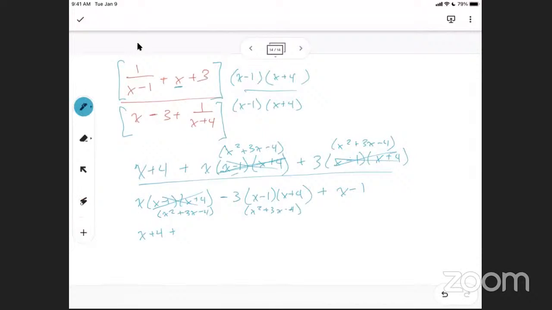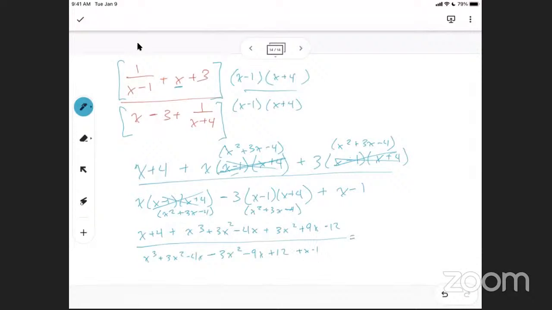So this one's going to be x cubed plus 3x squared minus 4x. Got it. Plus 3x squared, I'm just distributing that in, plus 9x minus 12. Got it. All over x cubed plus 3x squared minus 4x minus 3x squared, distributing that in, minus 9x. Is that a plus 4 there? No, that's a minus 4. So that's plus 12. Negative 3 times negative 4 is positive 12, plus x minus 1.